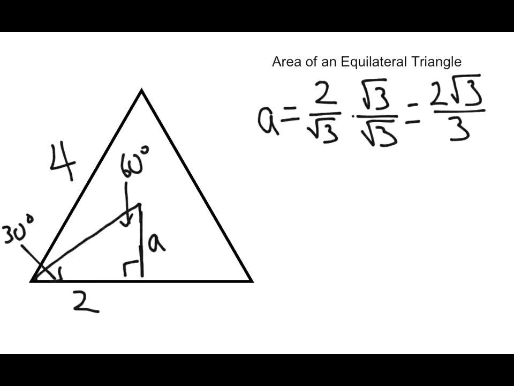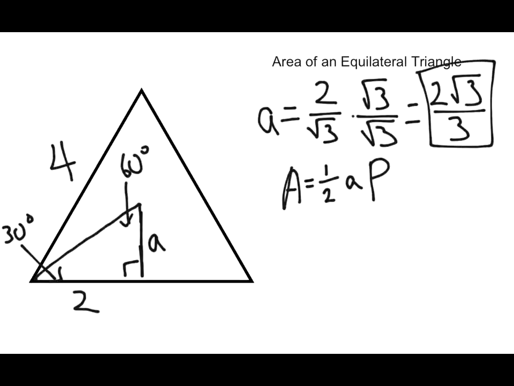Remember, in order to find the area of this triangle, we need to use the formula area is equal to 1/2 times the apothem times the perimeter. So far we've found the apothem, it's 2 square root of 3 over 3. We also need the perimeter. Good thing is we know one side of the equilateral triangle, which means we know all the sides of the equilateral triangle. Each one of them are 4.